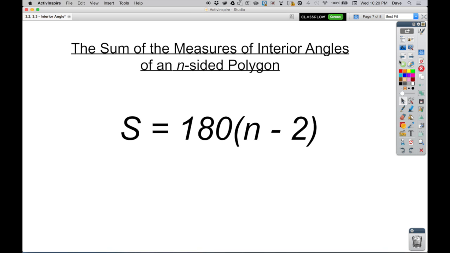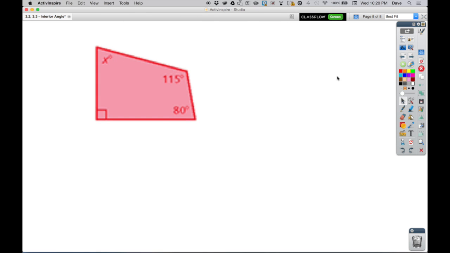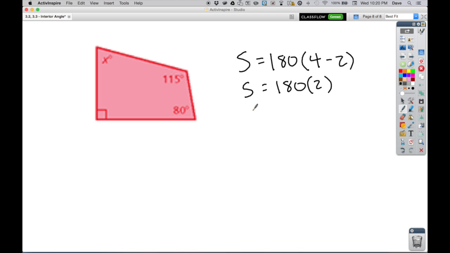All right, so once again, we can use that to our advantage for a problem like this last one. Let's say I've got this quadrilateral. I have x, 115, 80, and 90. First I need to know in total how much this is. Even though we saw it on our chart, let's use the formula. The sum of all the angles of a four-sided shape is going to be 180 degrees times the number of sides minus 2. Parentheses first, 4 minus 2 is 2. So 180 times 2 is 360.